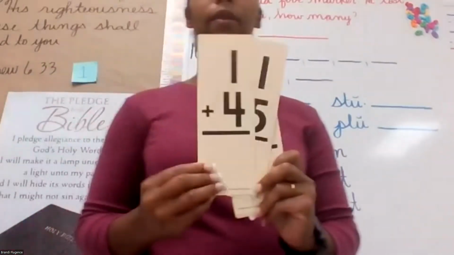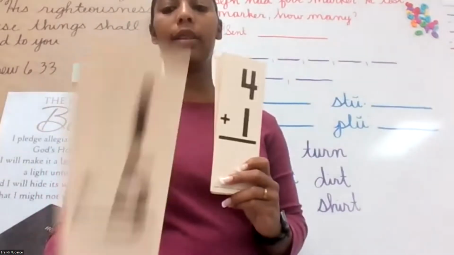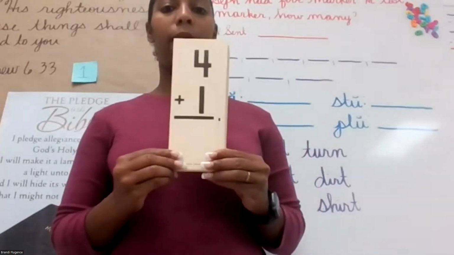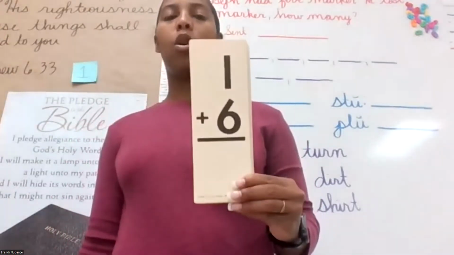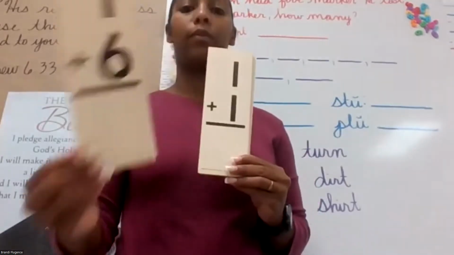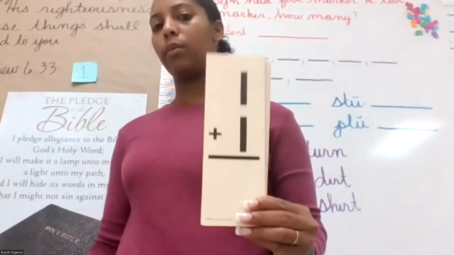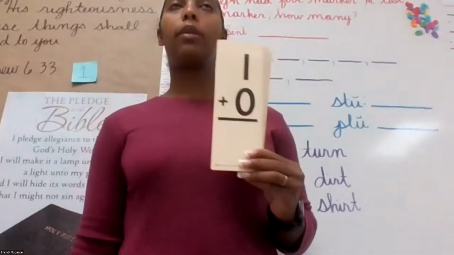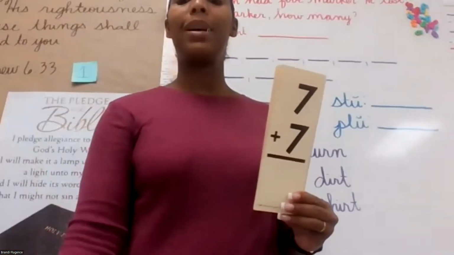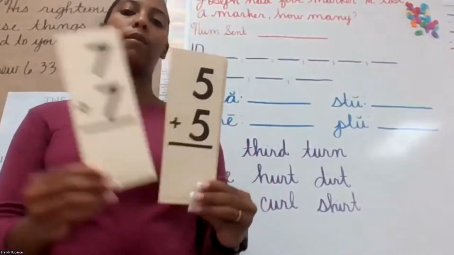1 plus 5 equals 6. 4 plus 1 equals 5. 1 plus 6 equals 7. 1 plus 1 equals 2. 1 plus 0 equals 1. 7 plus 7 equals 14.